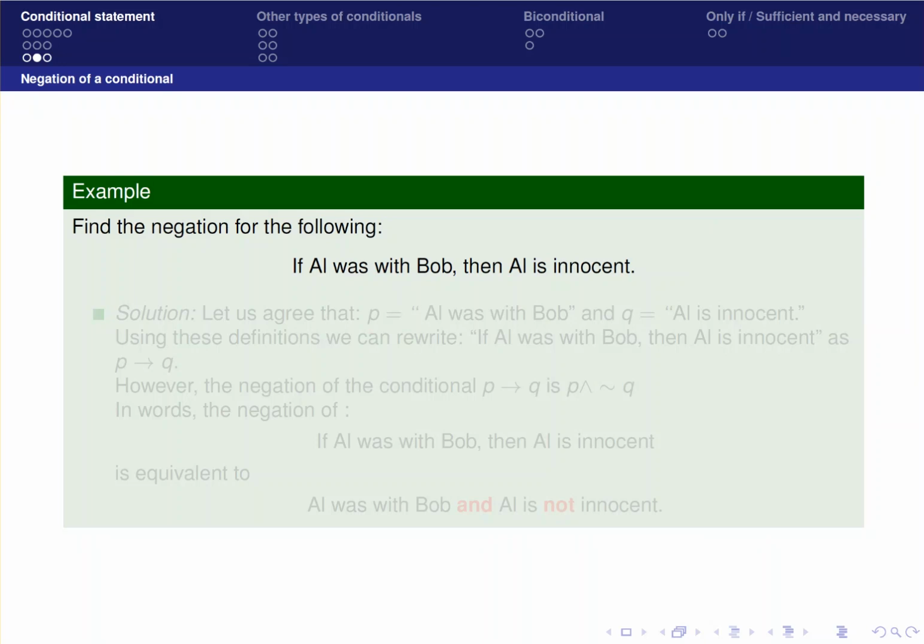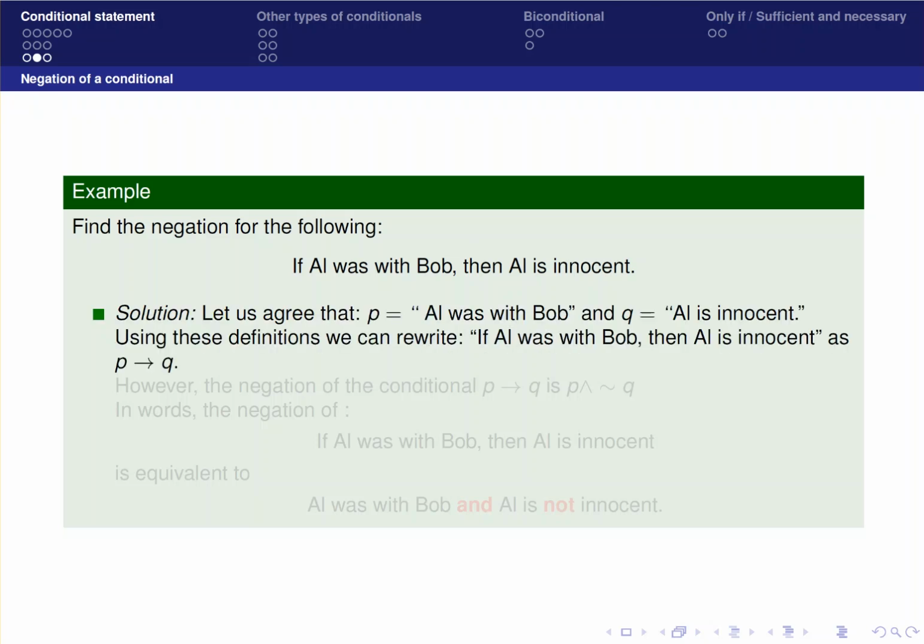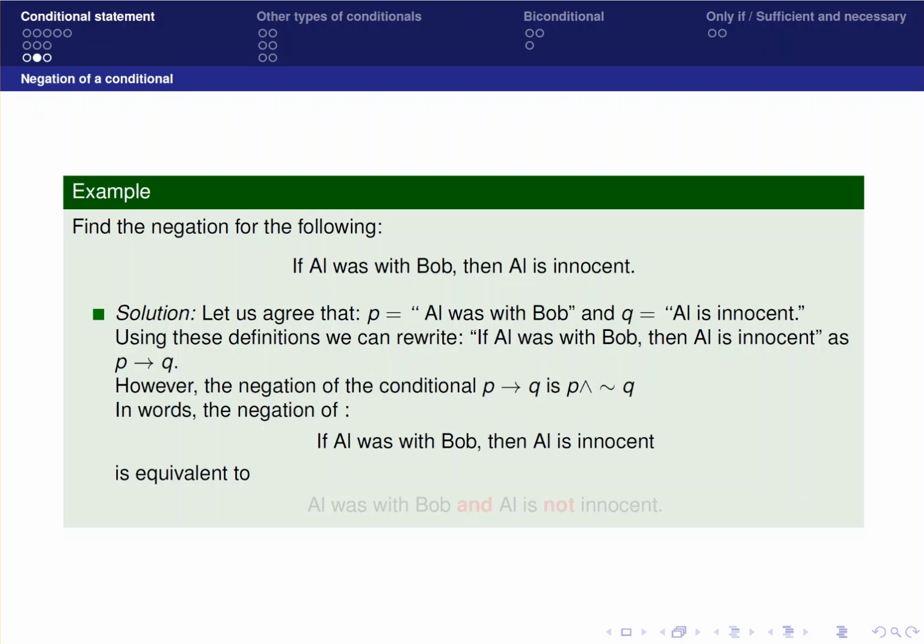So let's take a look at how to negate if Al was with Bob, then Al is innocent. First of all, we would like to agree on certain variables to represent each part of the sentence. Using these definitions, I can rewrite my sentence as P implies Q. Now I know that the negation of P implies Q is P and not Q, so all I have to do is replace the letter P with Al was with Bob, the letter Q with Al is innocent, and negate Al is innocent to end up with the solution Al was with Bob and Al is not innocent.